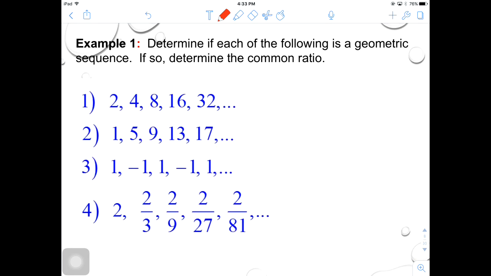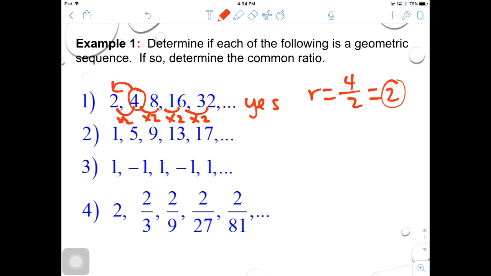In example 1, it says to determine if each of the following is a geometric sequence. If so, determine the common ratio. Again, we're going to try to find a pattern that goes from one number to the next. From 2 to 4, we just multiply by 2. From 4 to 8, we are multiplying by 2. That's consistent. 8 times 2 is 16. Does that work also for this one? Yes, this is a geometric sequence. What is the common ratio? We can take any number divided by the previous one, so the ratio is 4/2, which is 2 in this case.